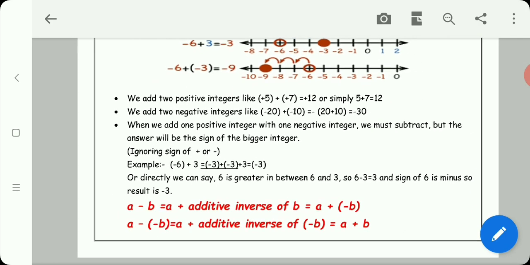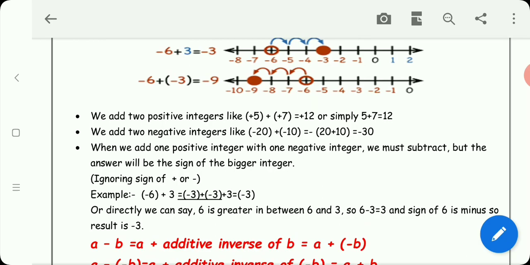Now, what is the conclusion? Here you can say when you add two positive integers, like plus 5 plus 7 is equal to plus 12. This type of task we already learned from class 1, 2, 3. Like this, simply 5 plus 7, 10 plus 12, 9 plus 3. Simply we can say 5 plus 7 is 12, 3 plus 7 is equal to 10, 100 plus 100 equal to 200.